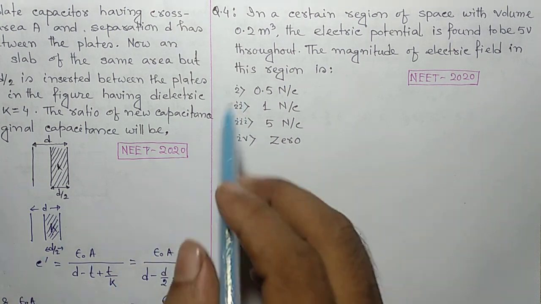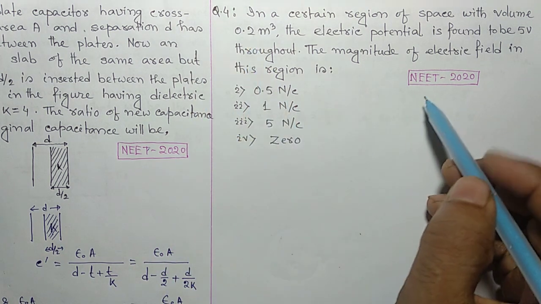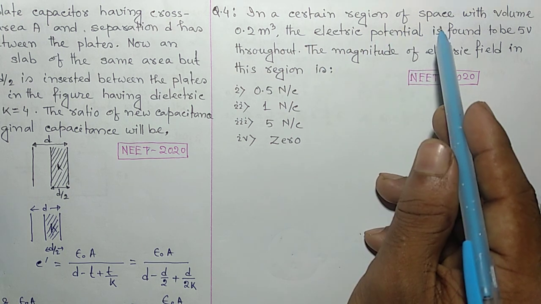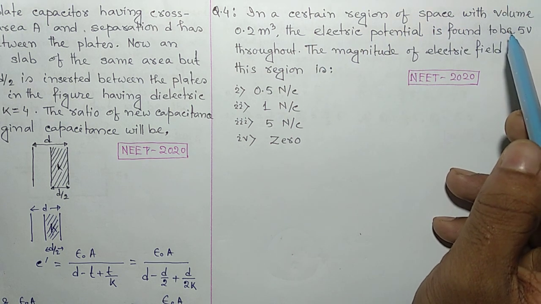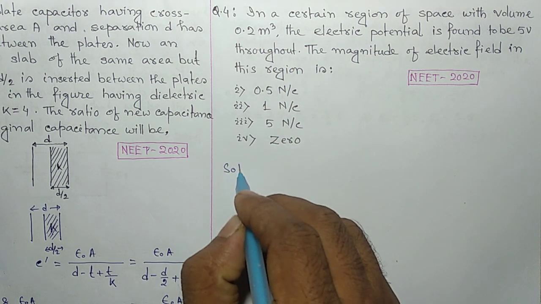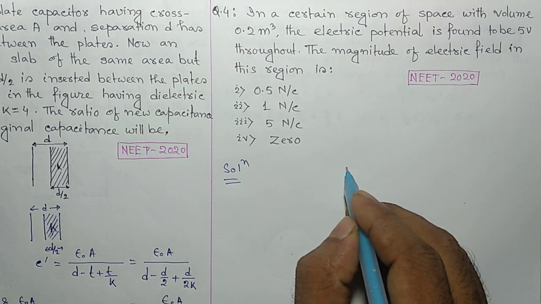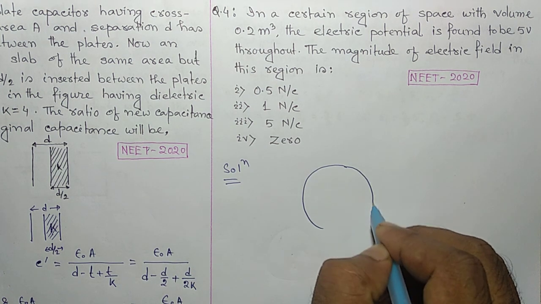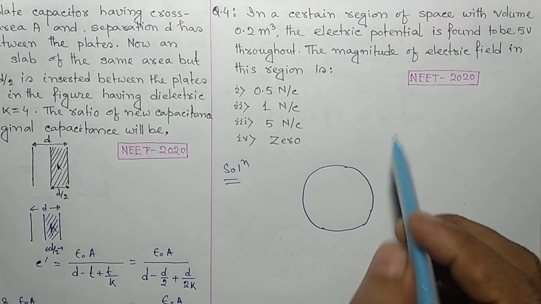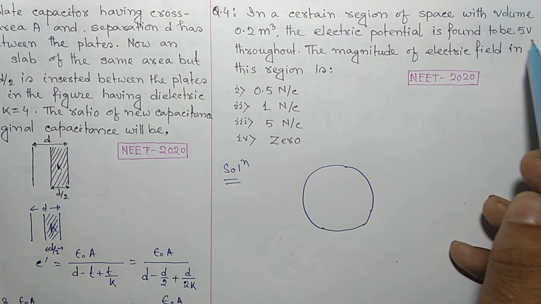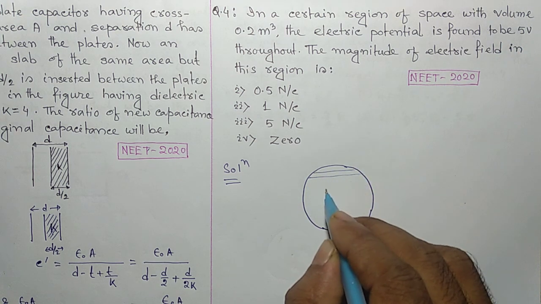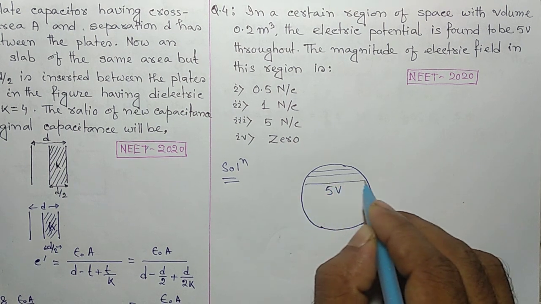Next question is question number 4, which is also asked in NEET 2020. In a certain region of space with volume 0.2 meter cube, suppose it is the space and the volume of the space is 0.2 meter cube. The electric potential is found to be 5 volt throughout. Throughout this region, the potential is 5 volt.